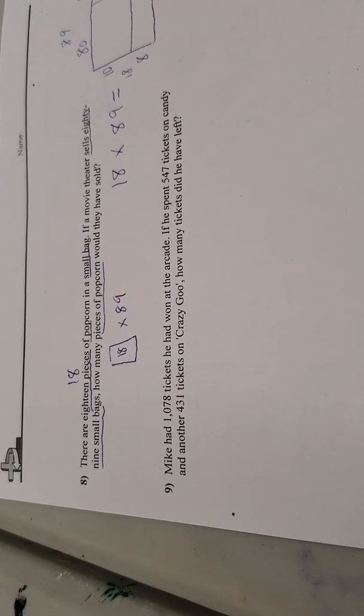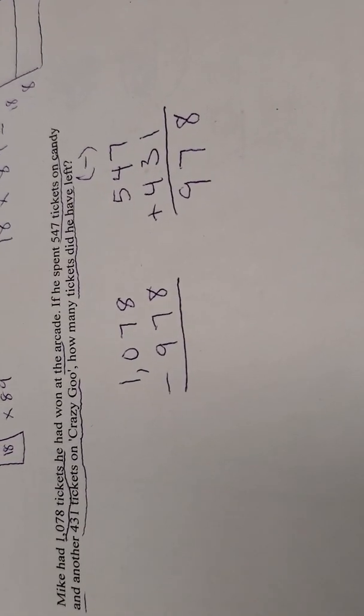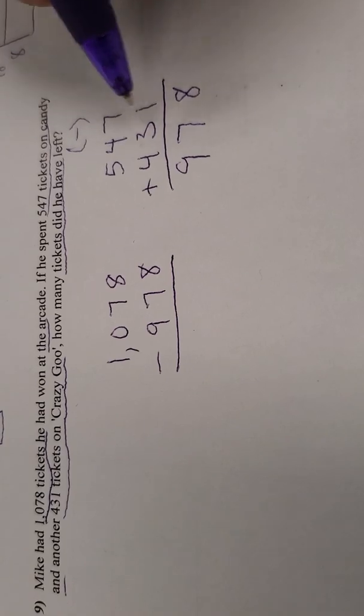And last one, Mike had 1,078 tickets. He had one at the arcade. He spent 546 tickets on candy and another 431 tickets on Crazy Goo. How many tickets did he have left? Well, that's subtraction. So you started with this many, and you spent this and this. So I would add these two to find out how much I spent. I spent 978, and then I will subtract that from 1,078. So I want to make sure my numbers are correct. Yep, and then I find my answer. So that's a 2-step problem.